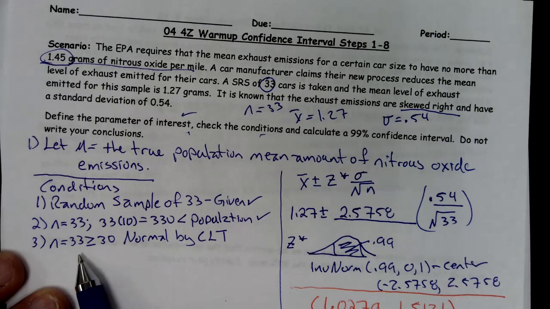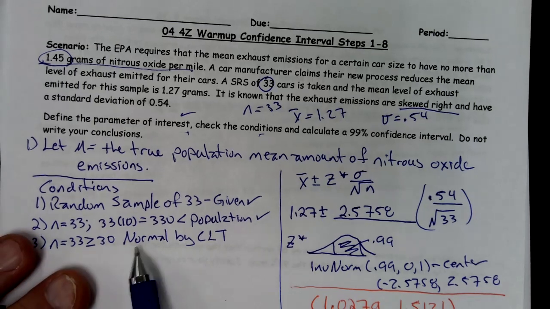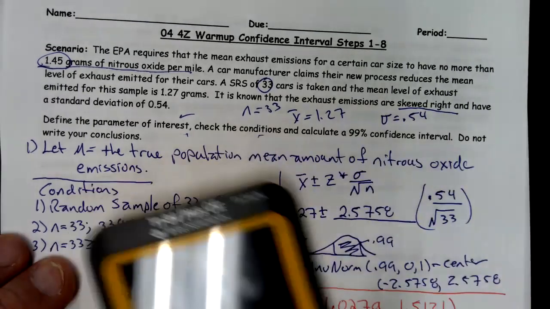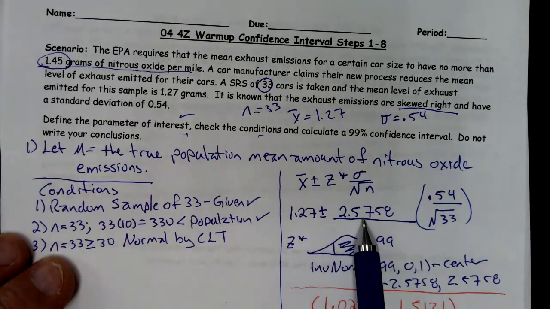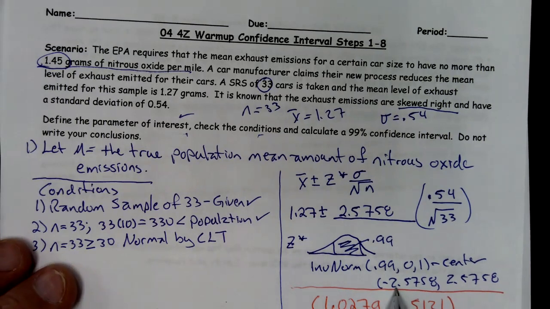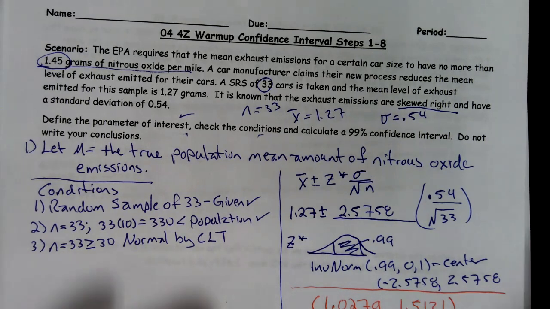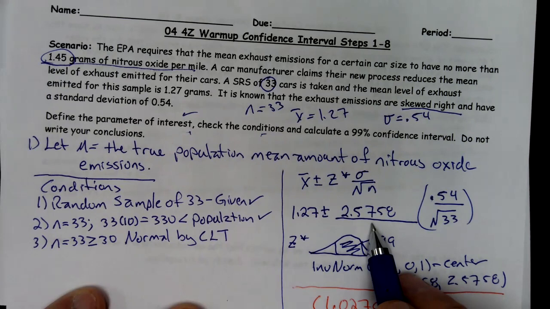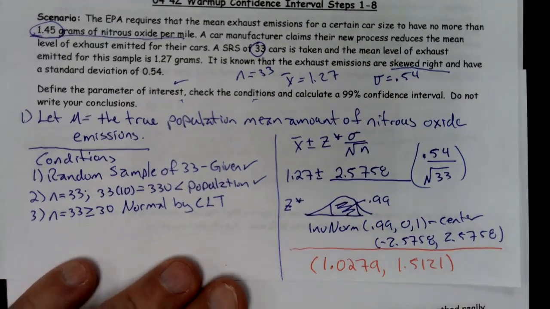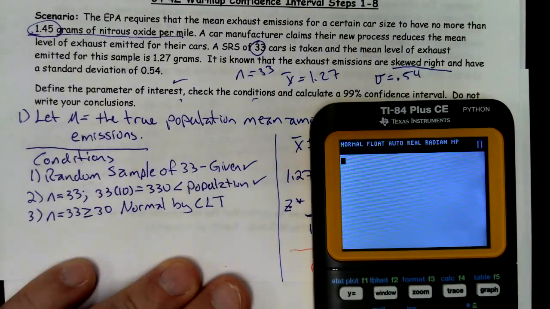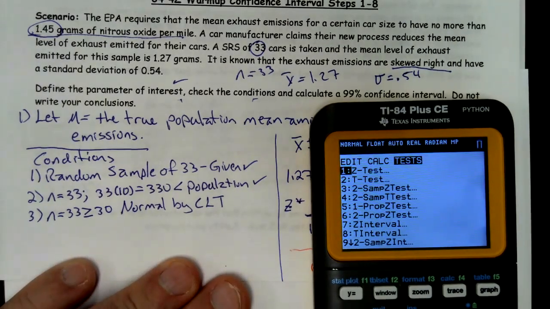It told us it was skewed, but our sample size of 33 is greater than 30, so it's normal by central limit theorem. Then we use the inverse norm to get a Z star for 99%. We found out our Z star was 2.5758. We plugged everything into the formula, and we did that by going to a Z interval, and I'll do that real quickly. Stat test number 7.